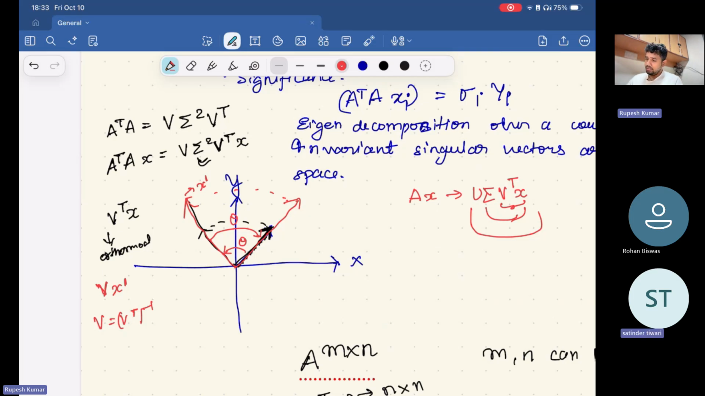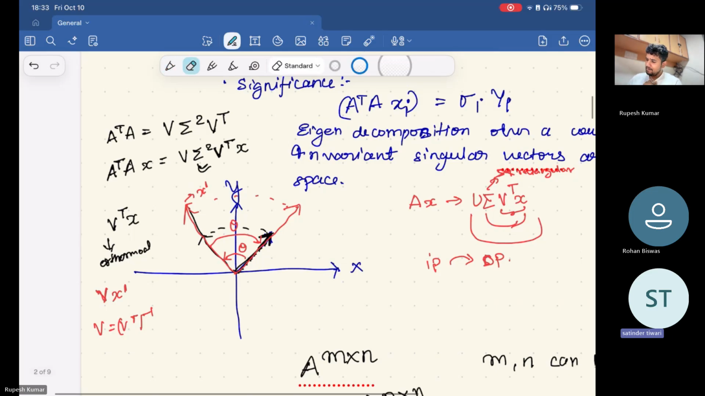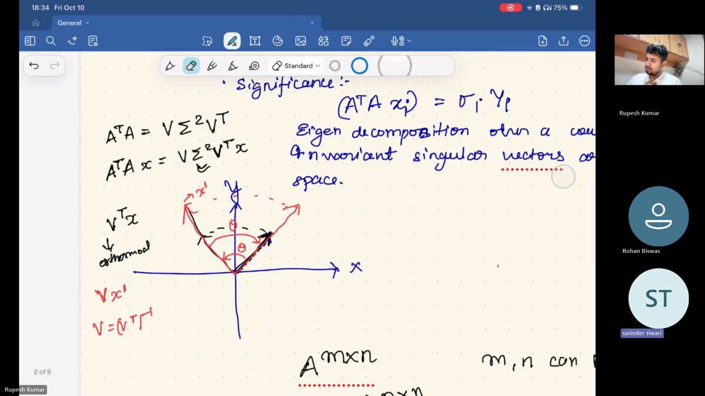And most importantly, this sigma is not a square matrix, right? It's a rectangular matrix. So you are actually transforming the basis from input space to output space, so maybe a dimension has been added or a dimension has been removed. Higher dimension to lower dimension, the things have been scaled.